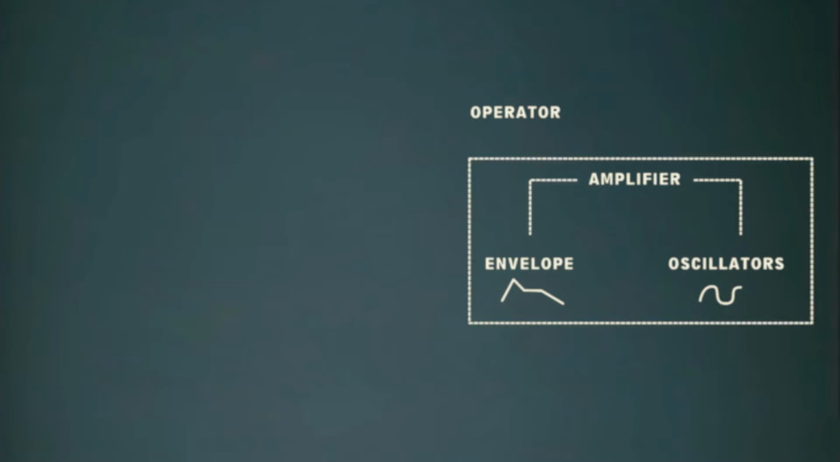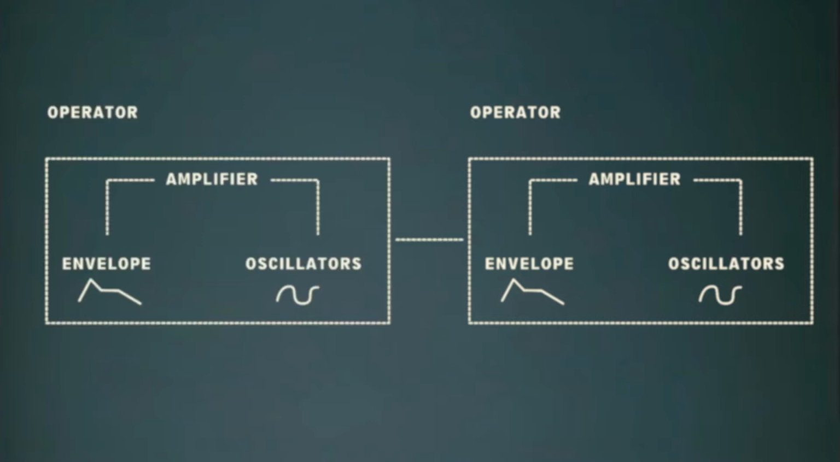The basic building block in FM synthesis is an operator. An operator is comprised of an oscillator, an amplifier, and an envelope. And we will work with two types of operators, modulators and carriers. The carrier is the wave that we can actually hear, and the wave we are going to control. And we are going to control its pitch with the modulator.